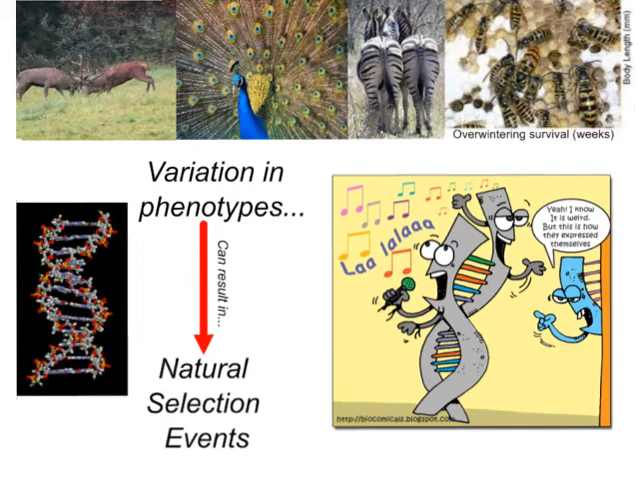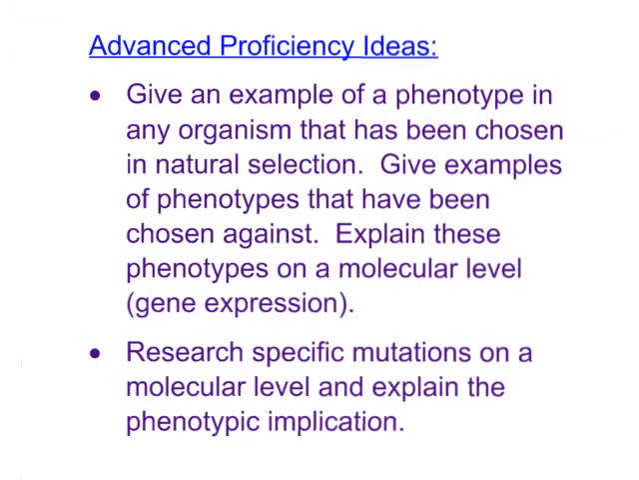And let's look at the next page to see what kinds of things you might do for advanced proficiency. You could give an example of a phenotype in some organism that's been chosen in natural selection. You could give an example of phenotypes that have been chosen against. You can explain these phenotypes on a molecular level, gene expression. You can research specific mutations on a molecular level and explain the phenotypic implication of those.